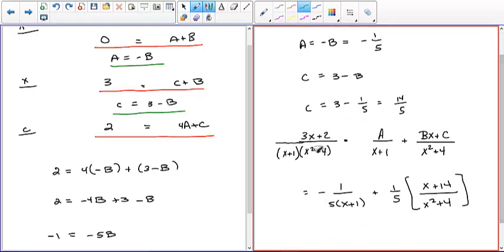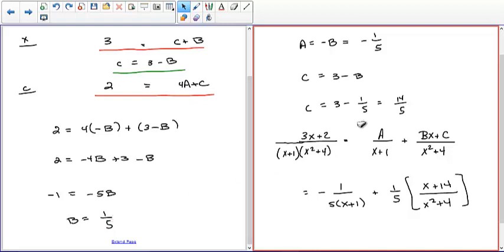So our original equation that had a distinct linear factor and a distinct quadratic factor now becomes a, which is negative 1/5, so you get negative 1 over 5 times x plus 1, plus, and what I've done here is, notice b is 1/5 and c is 14/5. So I factored out a fifth. That leaves just x. So instead of b being a fifth, you just have 1 here, and then c is 14/5.